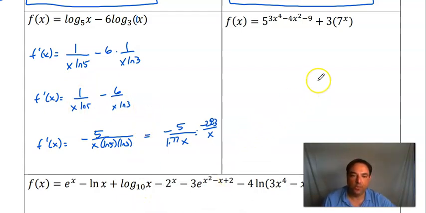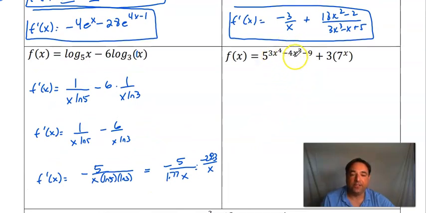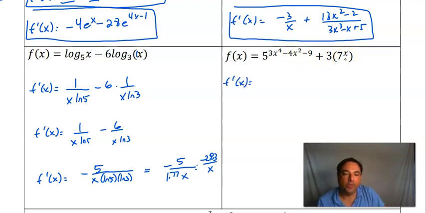The next one, we have 5 raised to the 3x to the 4 minus 4x squared minus 9 plus 3 times 7 to the x. So when we work on this one, how do we take the derivative of a number raised to a variable? Step 1, rewrite it. Step 2, ln of the base. And step 3, the derivative of the exponent. The derivative of 3x to the 4 would be 12x to the third. The derivative of minus 4x squared would be minus 8x. And the derivative of minus 9 would be 0. That's the first part. Plus, now the derivative of the second part.